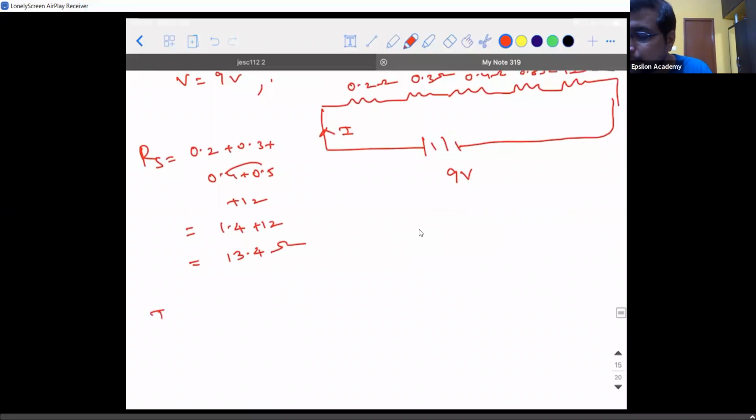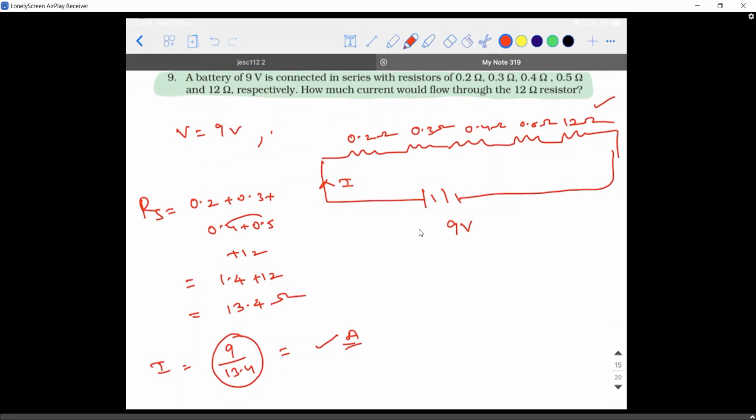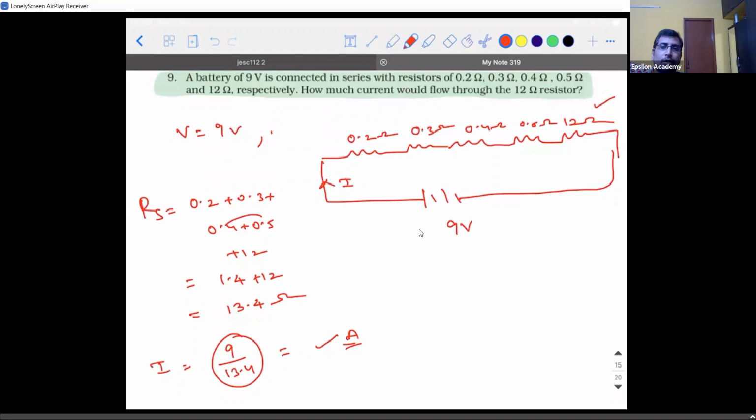So what is the value of current now? I is equal to V by R, 9 divided by 13.4. Whatever answer you get, that many amperes will be the same current flowing through the 12 ohm resistor. Why? The current flowing through each resistor will be the same in series, sir. Okay. So current is the same in a series connection. Okay. Next.